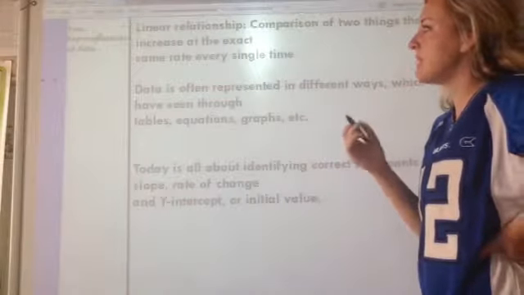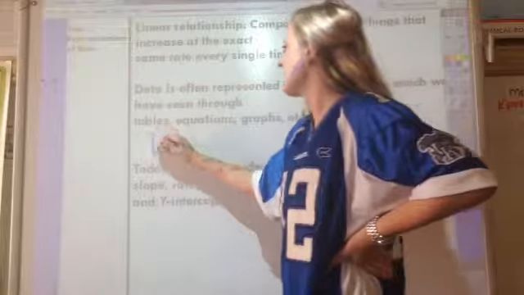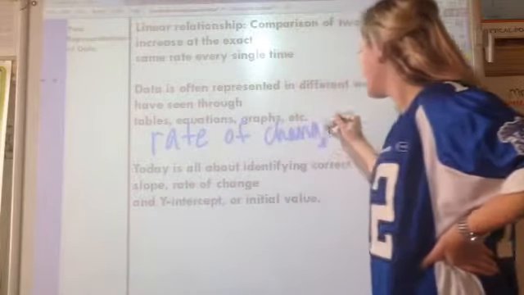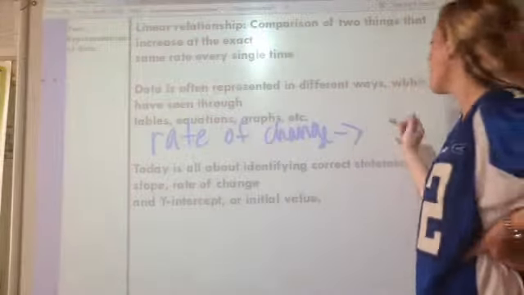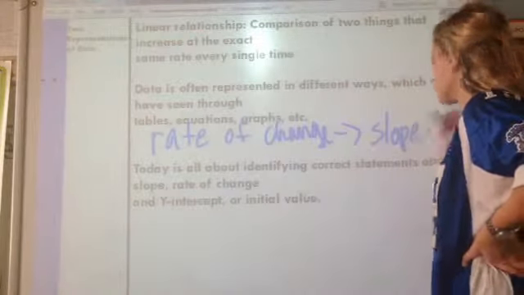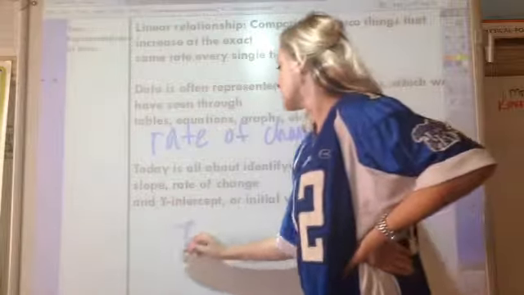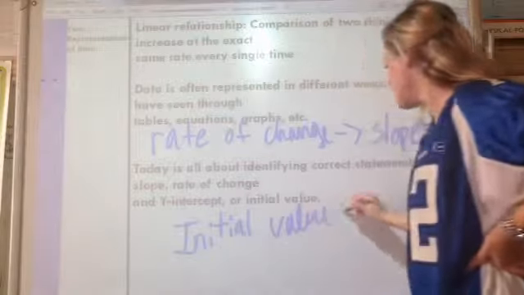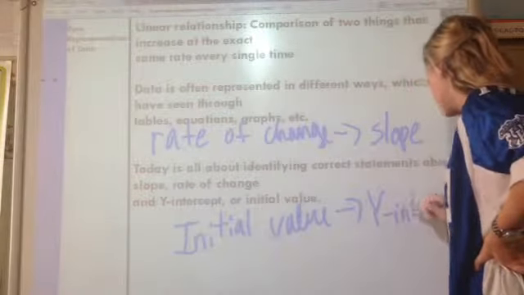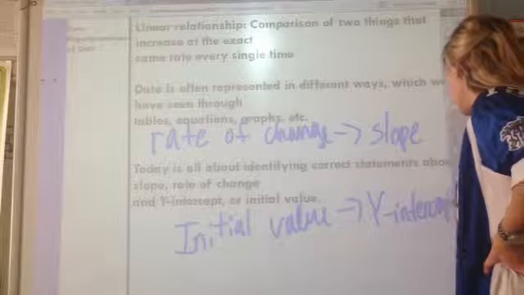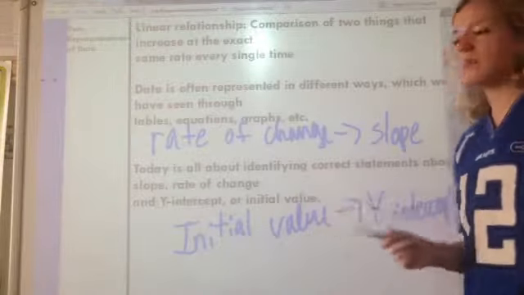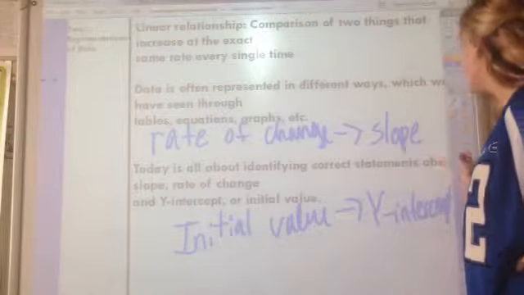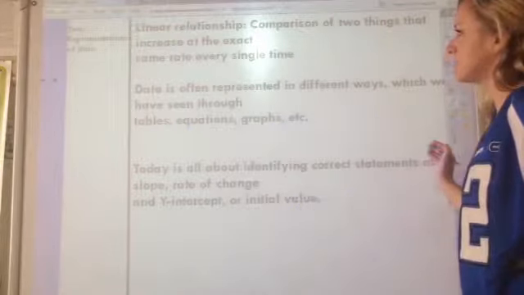Before we jump in though, I want to go ahead and review. When I say rate of change, you all should immediately be saying, Miss Abel, you're talking about the slope of a line. And when I say initial value, that of course means my y-intercept or my starting point. You don't need to write that down. We did that all last week, but make sure that we remember those two descriptions.